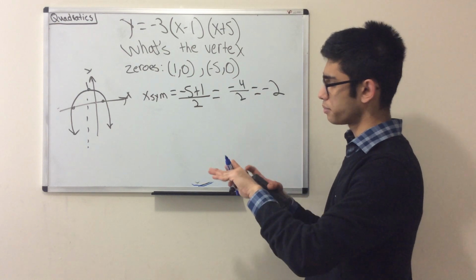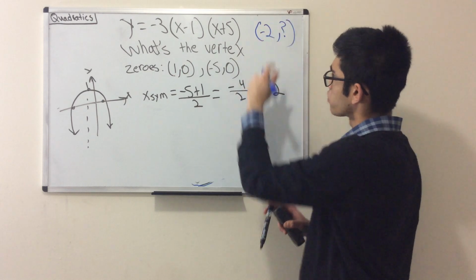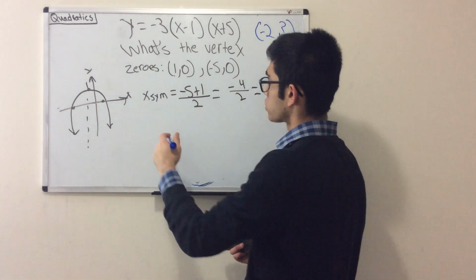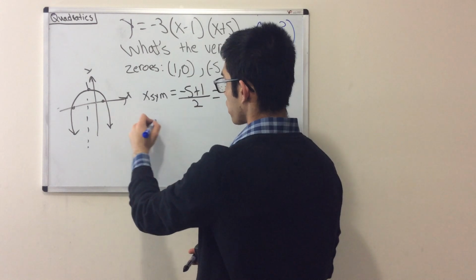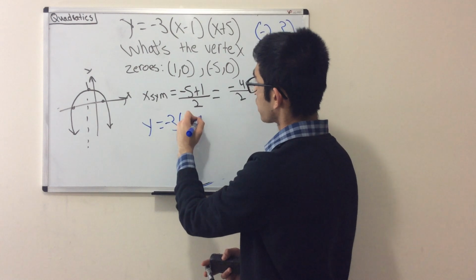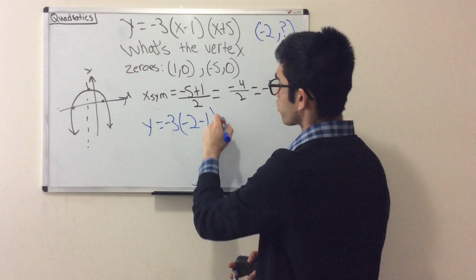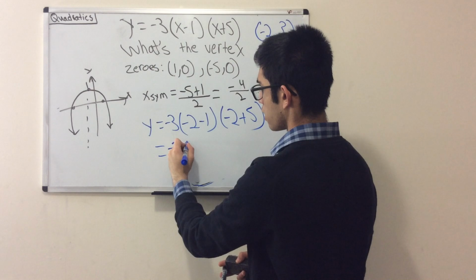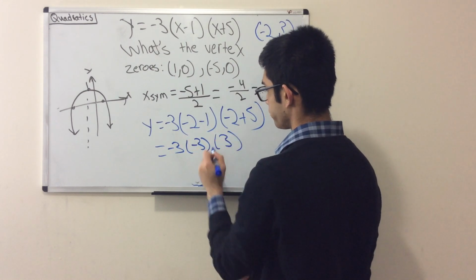I'm going to write that in blue, because I like writing my answers in blue. So I know the x-coordinate for my vertex now, because I found the axis of symmetry. All I need to do is get my y-coordinate, so I just plug in my x-coordinate. It's that simple. So y equals negative 3... what's the x-coordinate I'm plugging in? -2. So -2 minus 1, and -2 plus 5. I'm just plugging it into the equation they already gave me. So let's solve it now. -2 minus 1 is -3, and -2 plus 5 is 3.